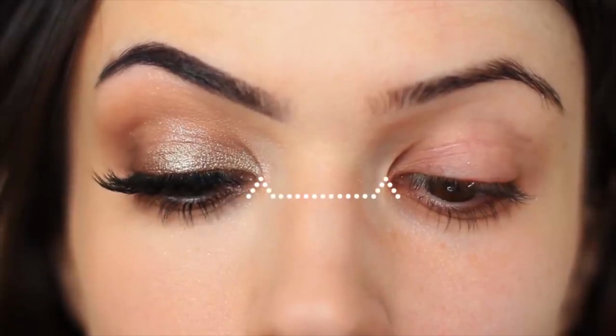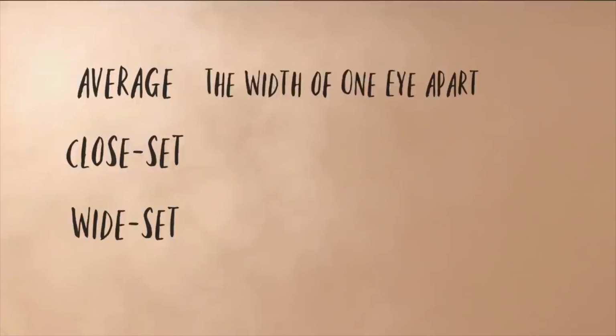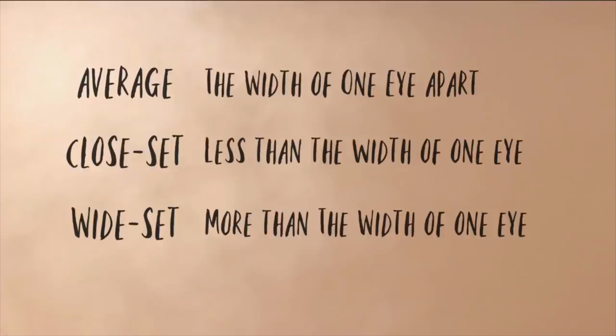In our previous video, we talked about finding your eye spacing and figuring out which of the 3 categories you fit into: average, close, or wide set. And this refers to the distance between the eyes. The so-called average spacing between 2 eyes is the width of 1 eye length apart. If it's less than 1 eye length apart, it's considered close set. If it's more than 1 eye length apart, it's considered wide set.